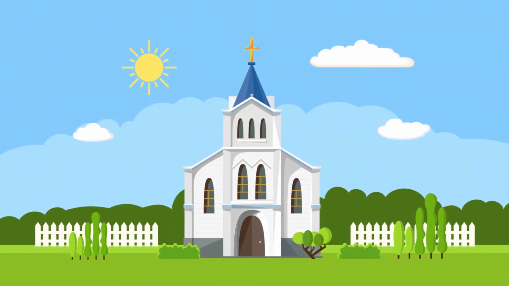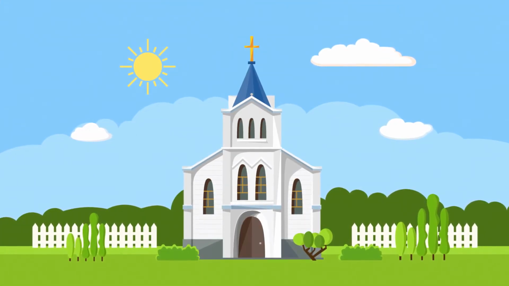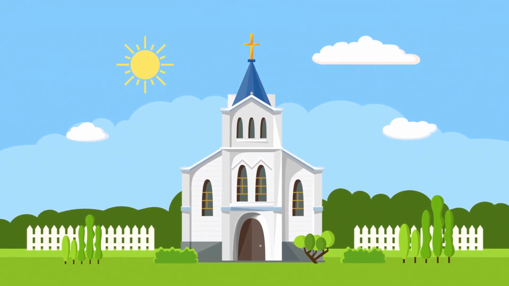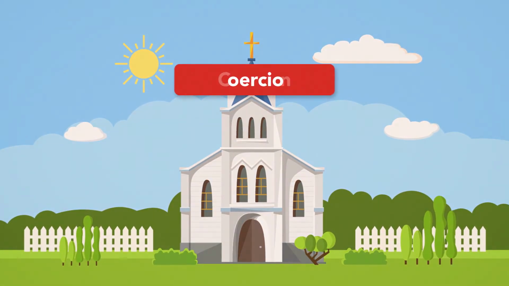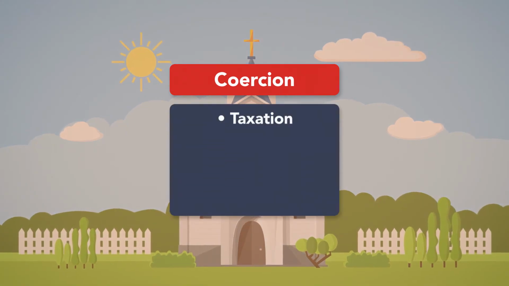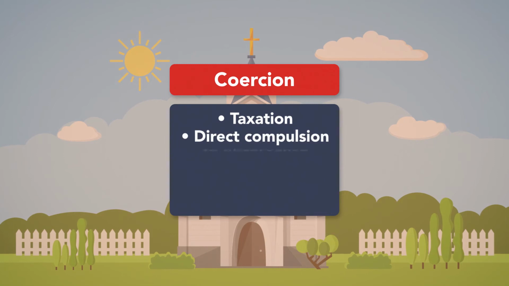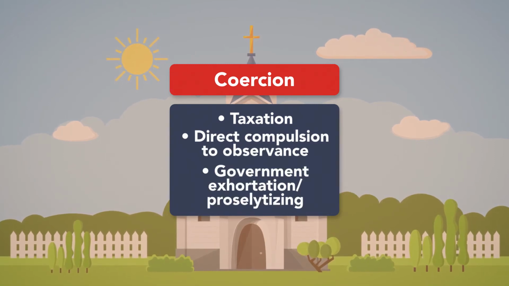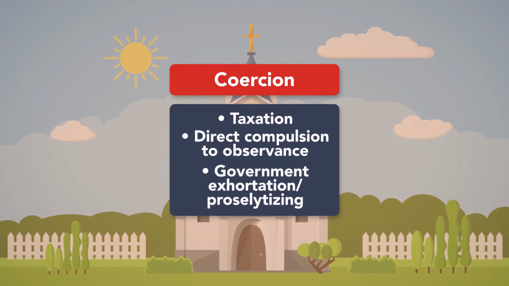These two principles, while distinct, are not unrelated, for it would be difficult indeed to establish a religion without some measure of more or less subtle coercion, be it in the form of taxation to supply the substantial benefits that would sustain a state-established faith, direct compulsion to observance, or government exhortation to religiosity that amounts in fact to proselytizing.